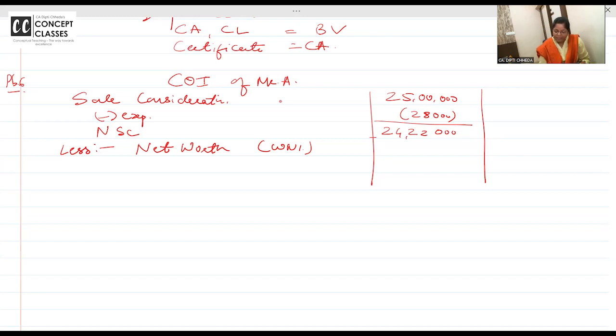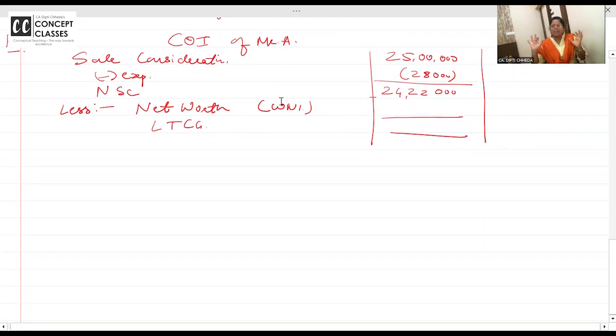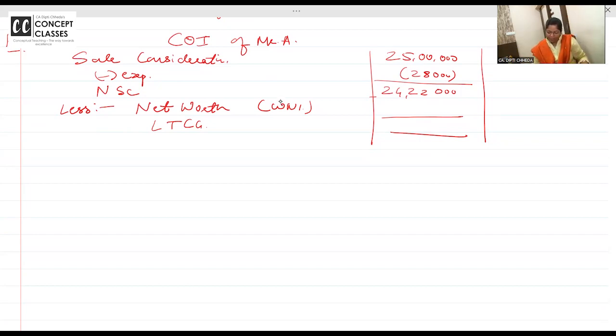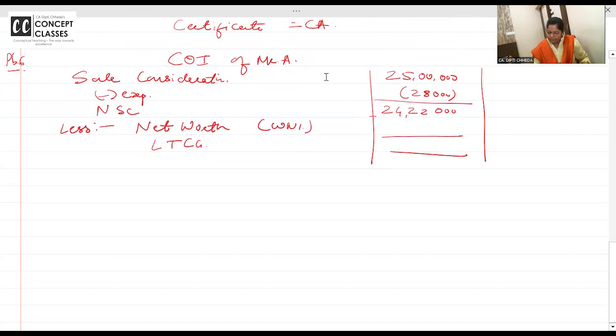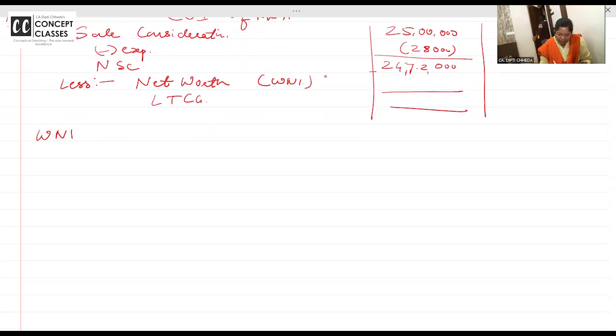Okay. And these assets are acquired long back, assuming we will take it as long-term capital gain. This is the format: net sale consideration minus the expenses of transfer 28,000, and net worth is the cost, and you get long-term capital gain. Yeah, this is 72,000. By mistake I took a wrong answer. So 24 lakhs 72,000.